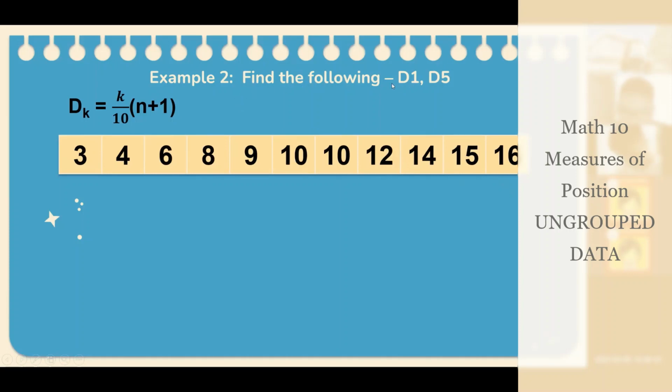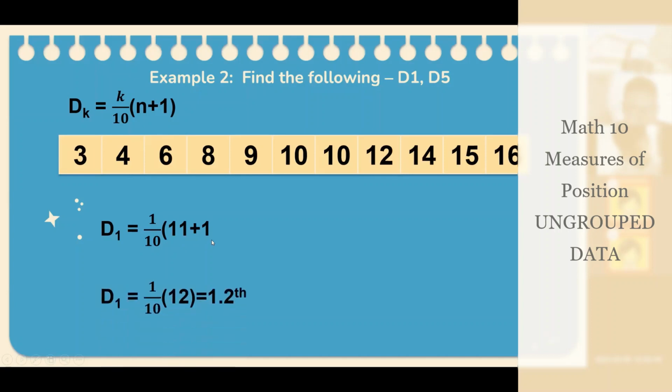Now, find the following. Si decile 1 saka si decile 5 ang hahanapin natin. Now, since it's about decile, dividing the scores into 10, this time the formula is Dk is equal to k over 10, over 10 now instead of over 4. A while ago in the first slide it was over 4 kasi it's about quartile. Now, it's about decile kaya over 10. So, first, let's look for D1. So, D1 is equal to 1/10.